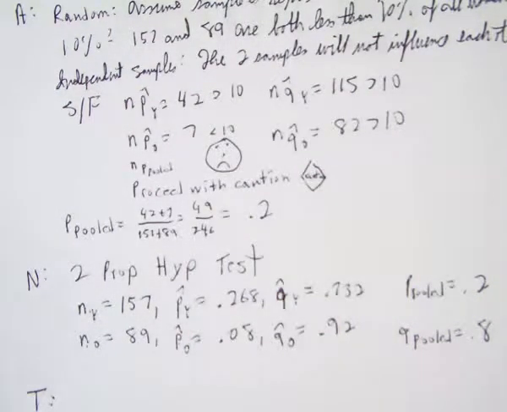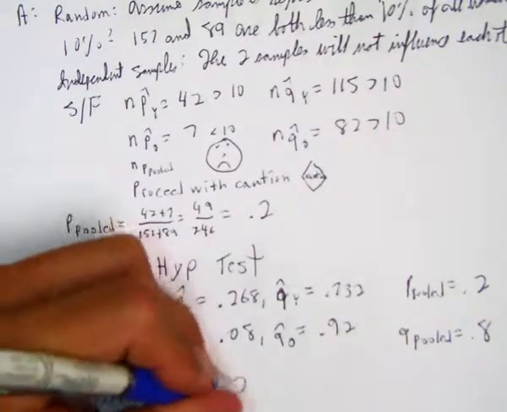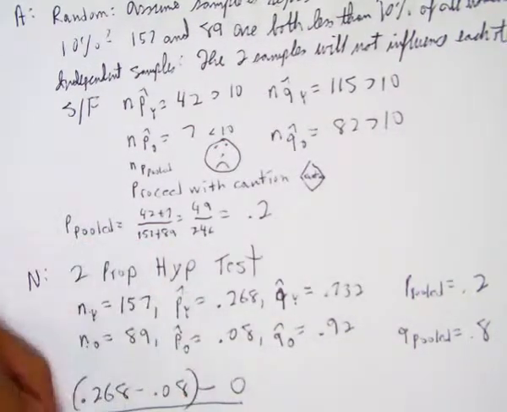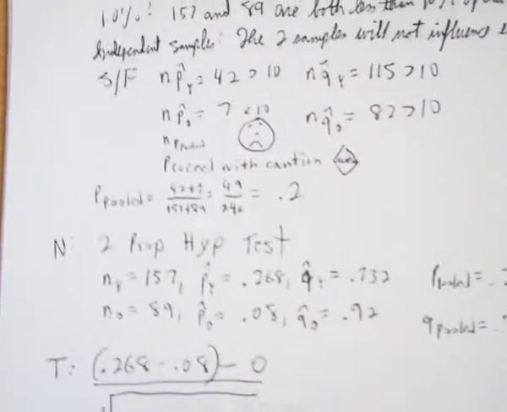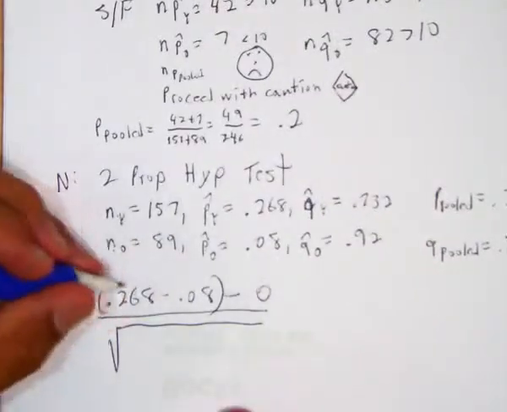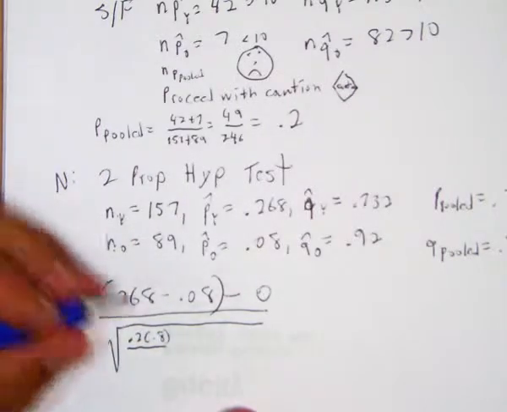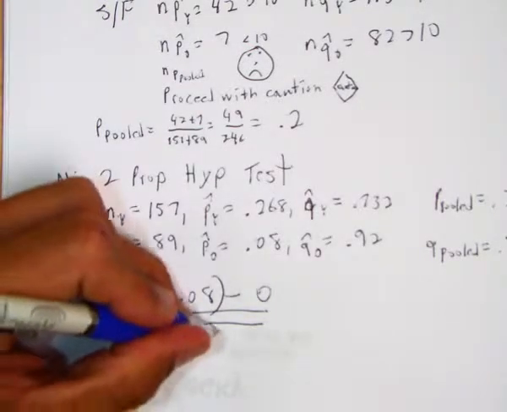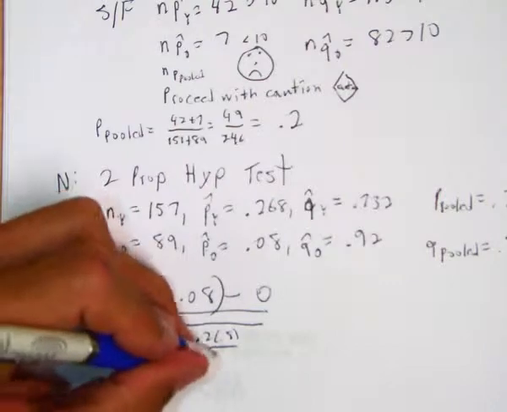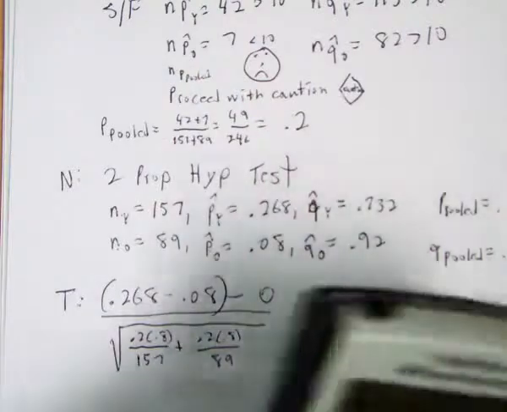So on top, we're going to do 0.268 minus 0.08 minus 0, over. Why 0? Because we said that there's no difference between p sub y and p sub o. And then we're going to do p pooled q pooled over n sub younger plus p pooled q pooled over n sub older. And then we're going to go to our calculator and do a two-tailed test.